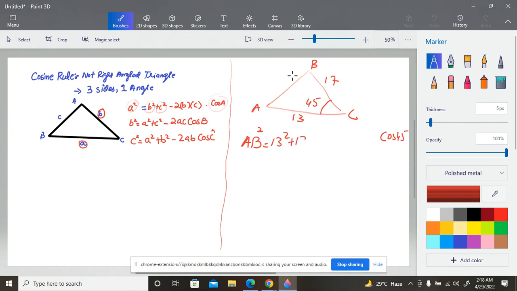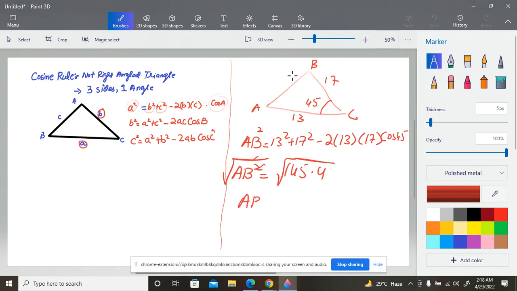The other two sides are available: 13 square plus 17 square minus 2 into 13 into 17 into cos 45. As you can see, the unknown part of the question is on the left-hand side already, so there is no need for any subject changing. Write on the calculator screen 13 square plus 17 square minus 2 bracket 13 bracket closed, then bracket 17 bracket closed, cos of 45, and then just press equals. I got the answer that AB square is equal to 145.4. Now taking the square root on both sides, because I need AB, I don't want AB square.